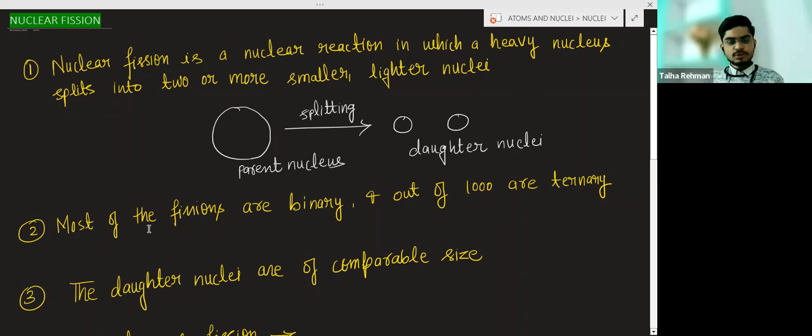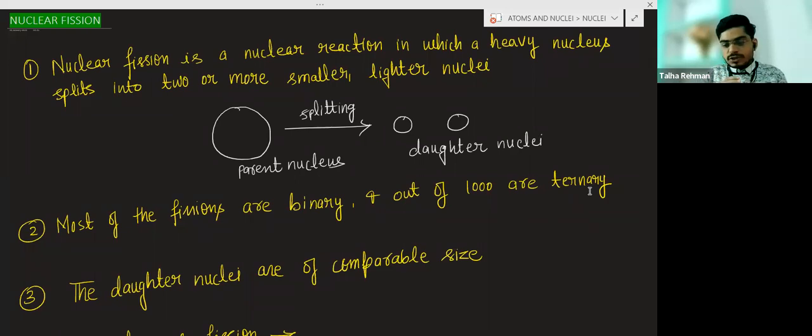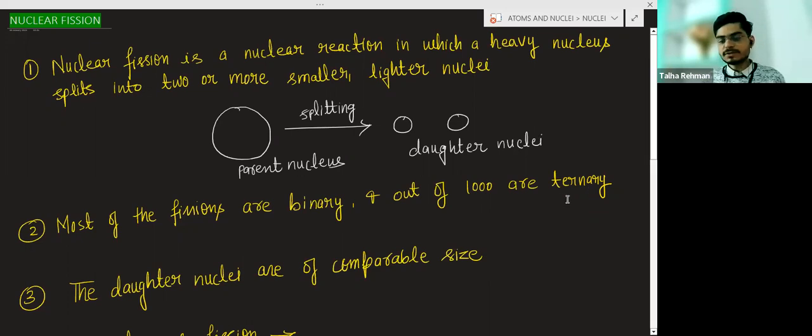So second point, most of the fissions are binary, means the parent nucleus will split into two daughter nuclei. Binary means two daughter nuclei we will get. 4 out of 1000 are ternary. That means if 1000 fissions are taking place, only in 4 fissions there will be splitting of the nucleus into 3 daughter nuclei. Ternary means 3, binary means 2.